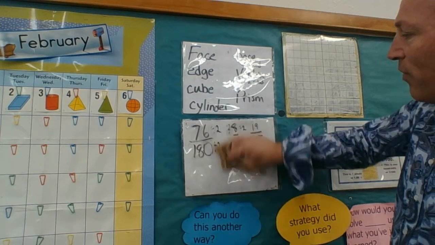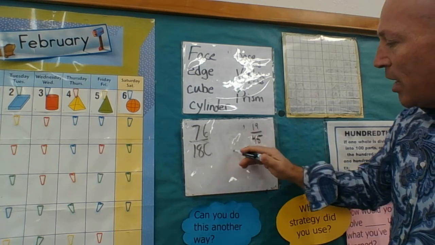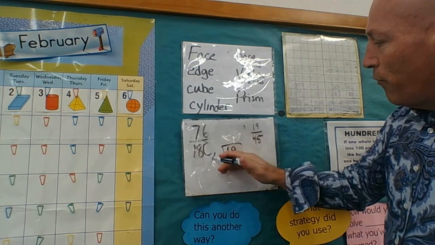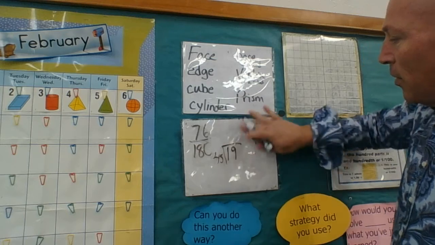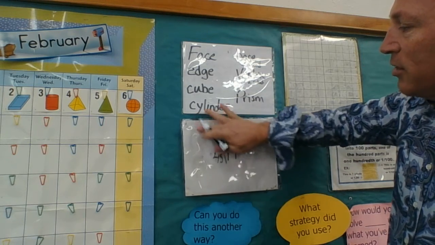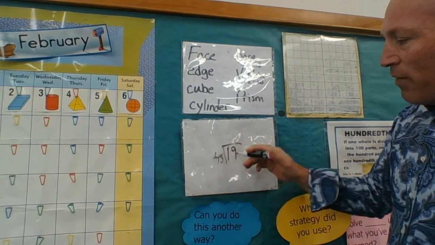And now I'm going to divide, because once again, this is still a division problem. I'm going to write 19 divided by 45. And now I'm dealing with so much easier numbers than 180, but it's still the same value, still the same ratio. So how do I do that? 45 can't go into 19.